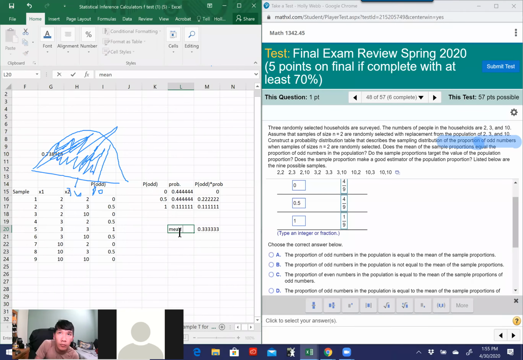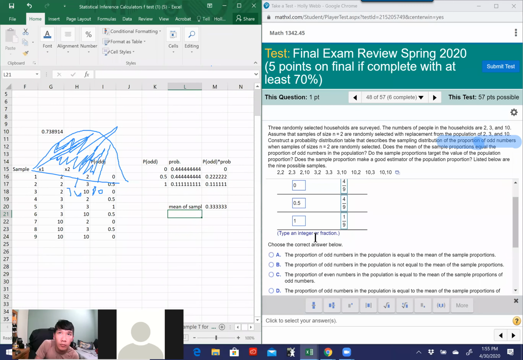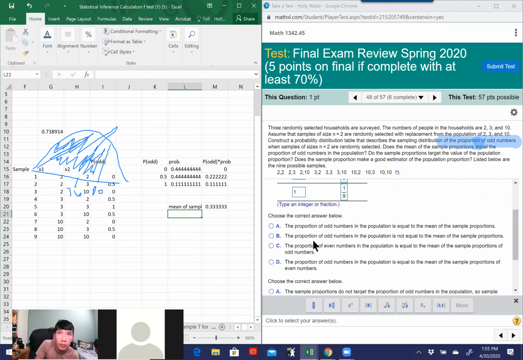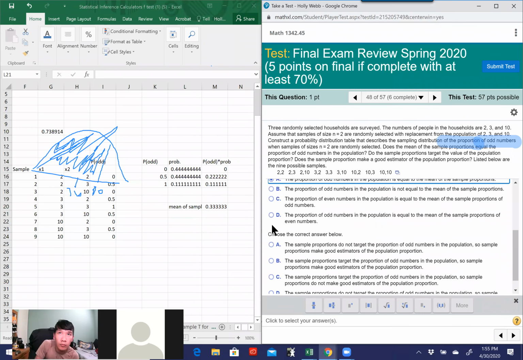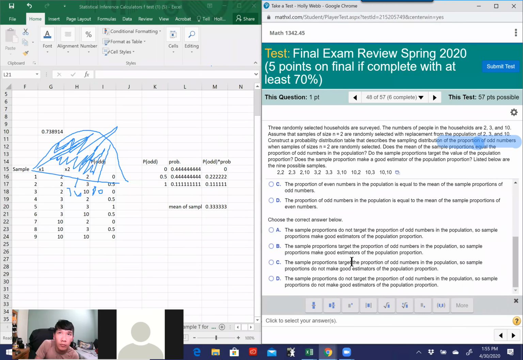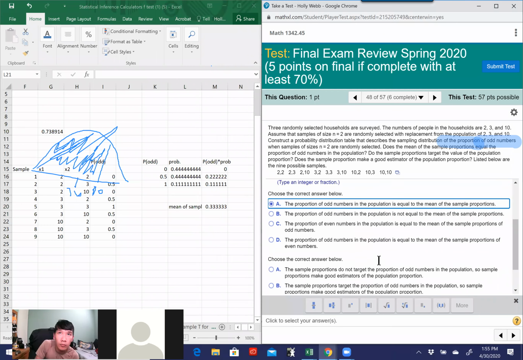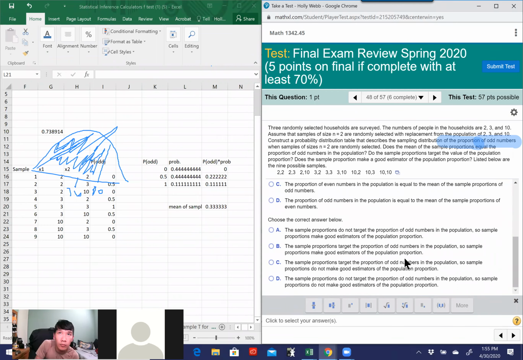This is my mean of sample proportions. Okay, mean of sample proportions is 1/3. So it does target. It is a good estimator. So the proportion of odd numbers in the population is equal to the mean of the sample proportions. That's true. The sample proportions target the population proportion of odd numbers. And so the sample proportions make good estimators for population proportions, and that's always true.